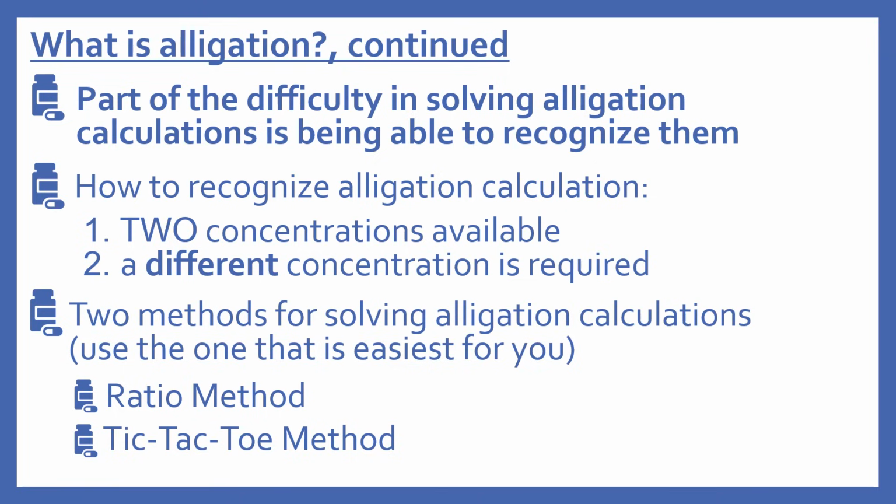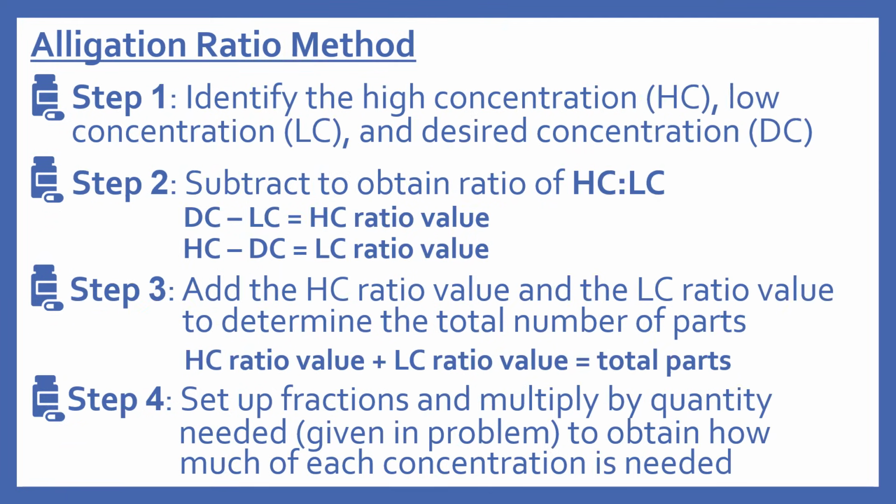So there are two methods for solving alligation calculations. I'll be covering both of these, and use the one that's easiest for you. There's the ratio method and the tic-tac-toe method. So first we'll look at the alligation ratio method. Step one, what we're going to do is identify the high concentration, which I'll refer to as HC, the low concentration, or LC, and the desired concentration, which I call DC.